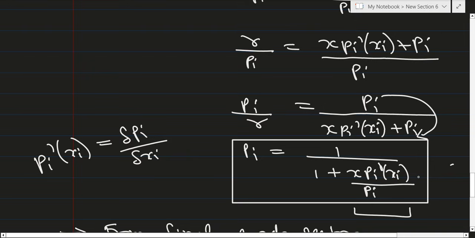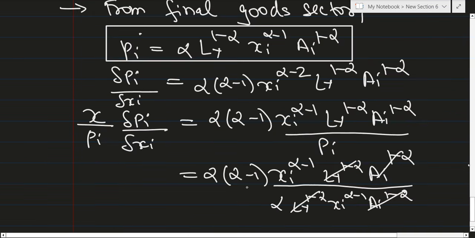I think there is some error. Yes, where did this r go? It's multiplied here. Okay, so this alpha goes off, this xi cancels out, and we are left with alpha minus 1.